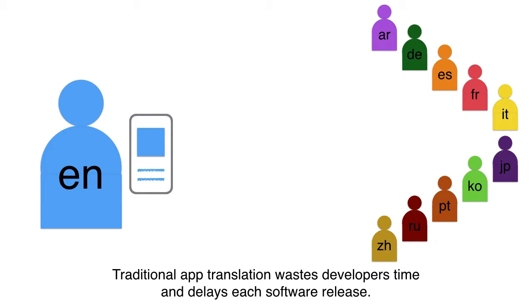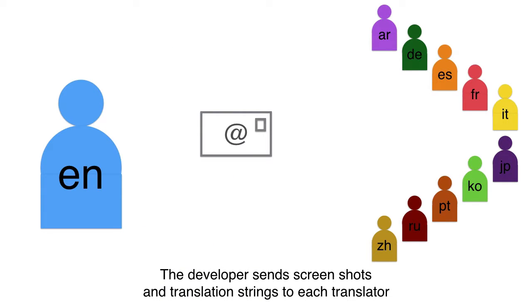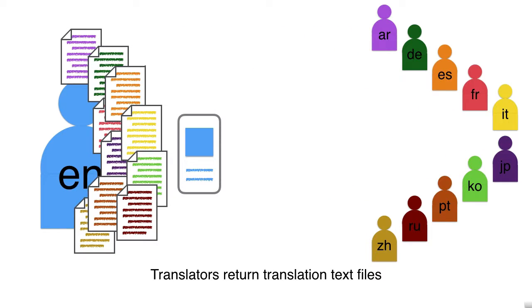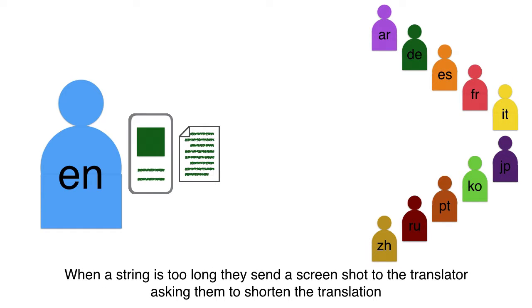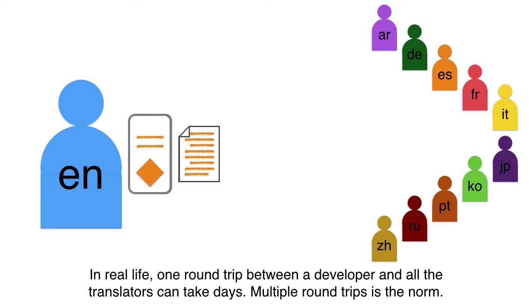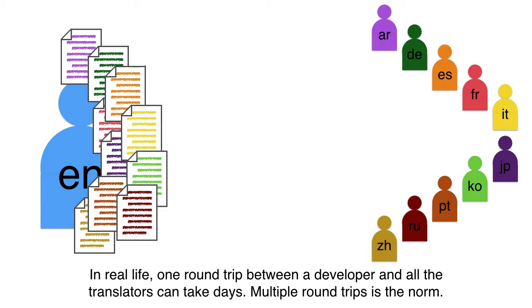Traditional app translation wastes developers' time and delays each software release. The developer sends screenshots and translation strings to each translator. Translators return translation text files. The developer compiles the translations and then looks at every string on every screen of every language for strings that are too long. When a string is too long, they send a screenshot to the translator asking them to shorten the translation. In real life, one round trip between a developer and all the translators can take days.